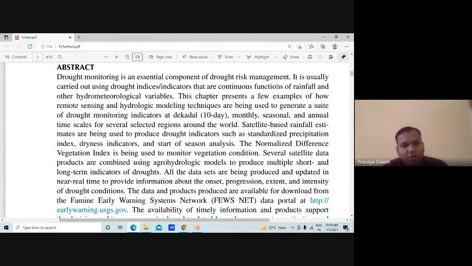hydrological modeling? Drought monitoring is an essential component. Drought modeling is an essential component of drought risk management. It is usually carried out using drought indices, indicators that are continuous functions of rainfall and other hydrometeorological variables. This chapter presents a few examples of how remote sensing and hydrologic modeling techniques are being used to generate a suite of drought monitoring indicators at decadal, monthly, seasonal, and annual time scales for several selected regions around the world.